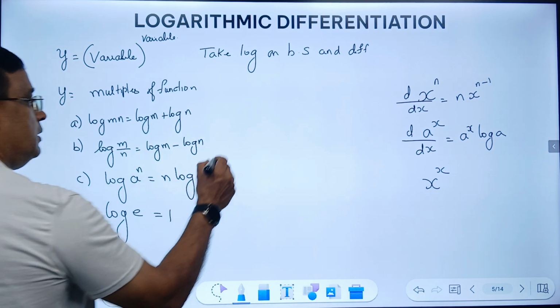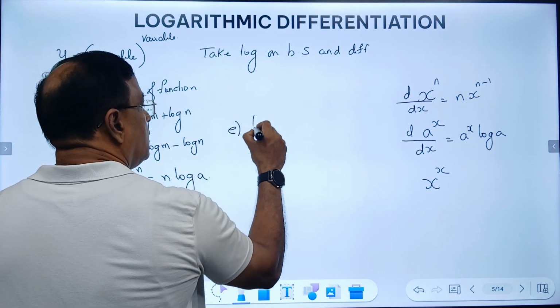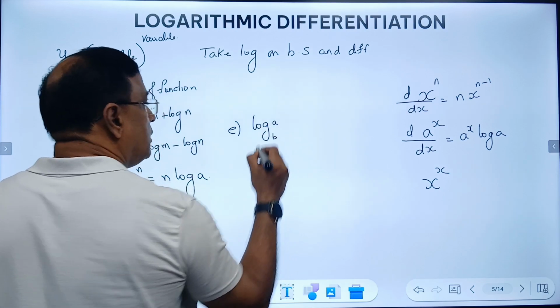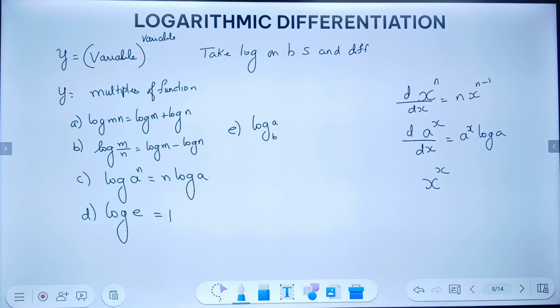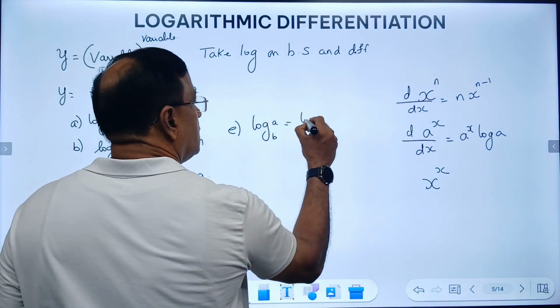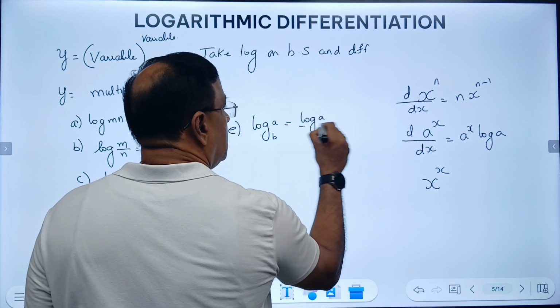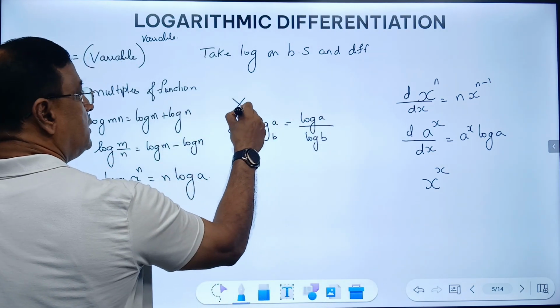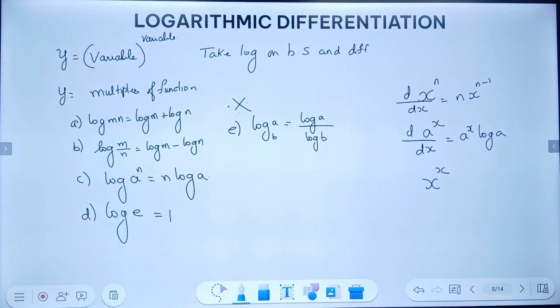And finally, this is very important for me, change of base rule. Log a base b. When you have log a base b, it can be written as what? It can be written as log a by log b. So make a note of this. This is very, very, very important result where we will get some questions based on change of base rule. I hope this is clear to you.